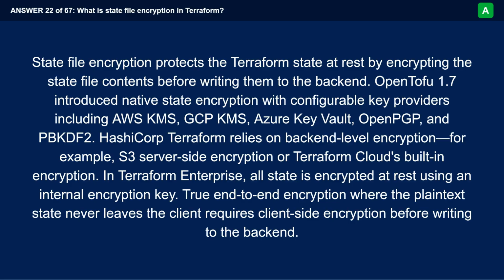and PBKDF2. HashiCorp Terraform relies on backend-level encryption, for example, S3 server-side encryption or Terraform Cloud's built-in encryption. In Terraform Enterprise, all state is encrypted at rest using an internal encryption key. True end-to-end encryption, where the plaintext state never leaves the client, requires client-side encryption before writing to the backend.